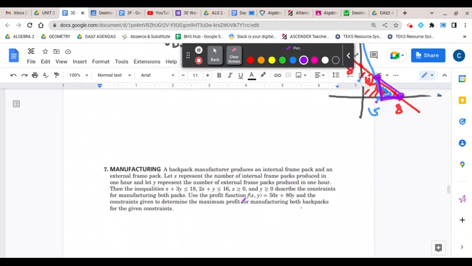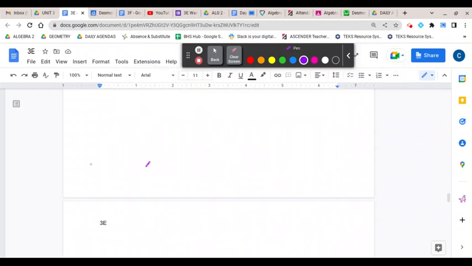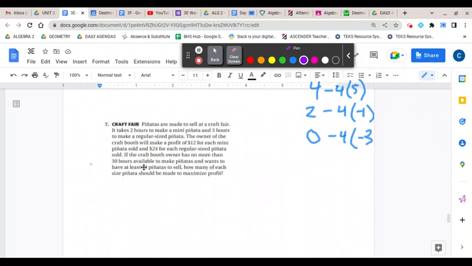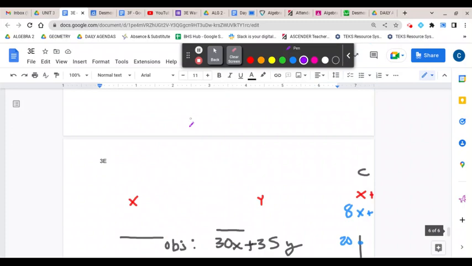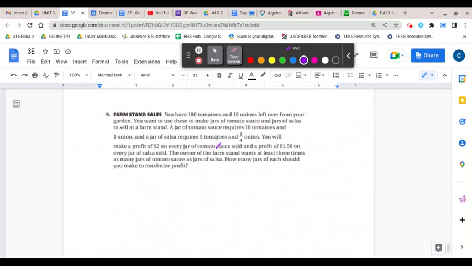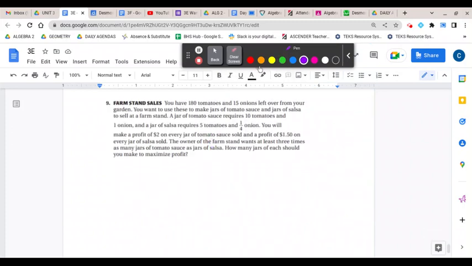This one, functions are already set up, so I'm going to skip this manufacturing one right here. This is a really hard one on the very last page that I want to talk about, and that's the farm stand sales. So when these functions are written with a lot of stuff, the best thing to do is go back and look at our objective function first.